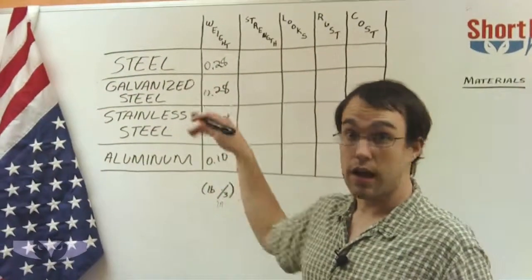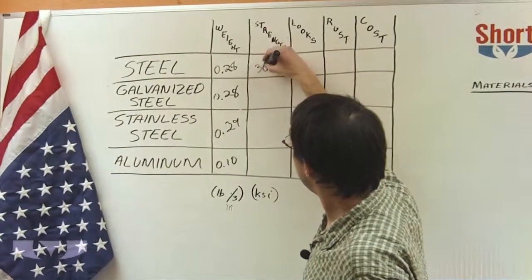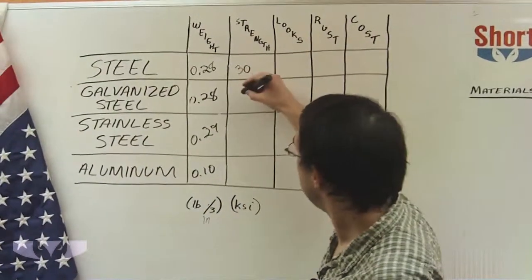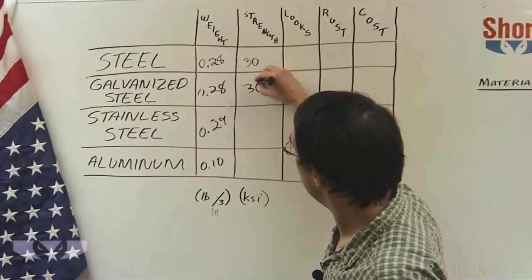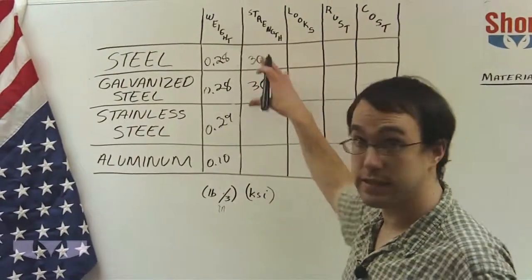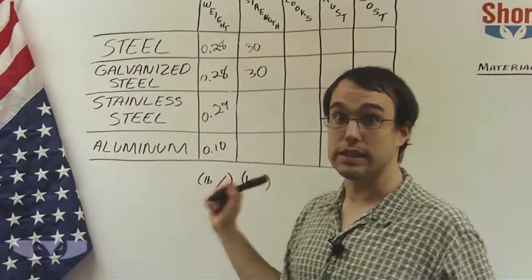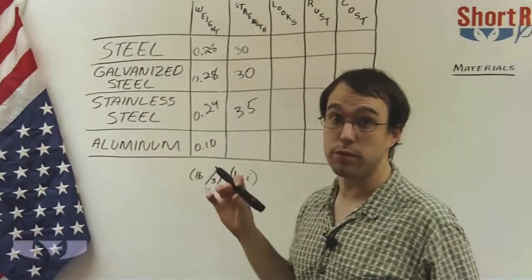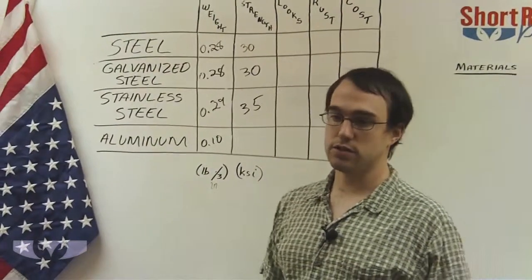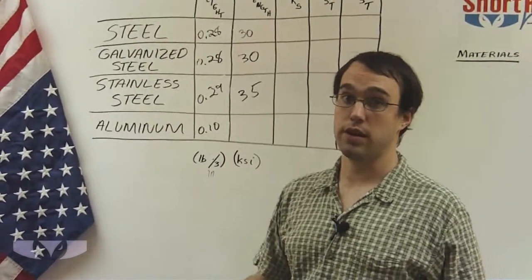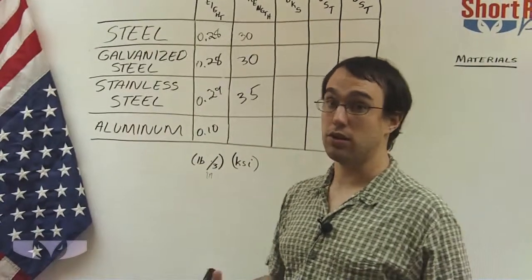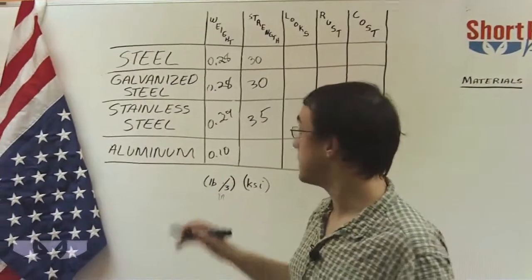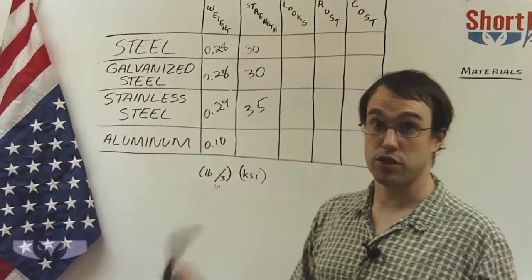Steel and galvanized steel, again, are the same. They're going to be 30 KSI. Now that's 30,000 pounds per square inch. So as you can see, steel and galvanized steel have about the same strength. Stainless steel is a little bit more, again. This time it's 35, so just a little bit more in most applications. If stainless steel's what you want, but you can get away with maybe a little worse looks, or a little worse corrosion resistance, steel's still going to be okay for you from a strength standpoint.